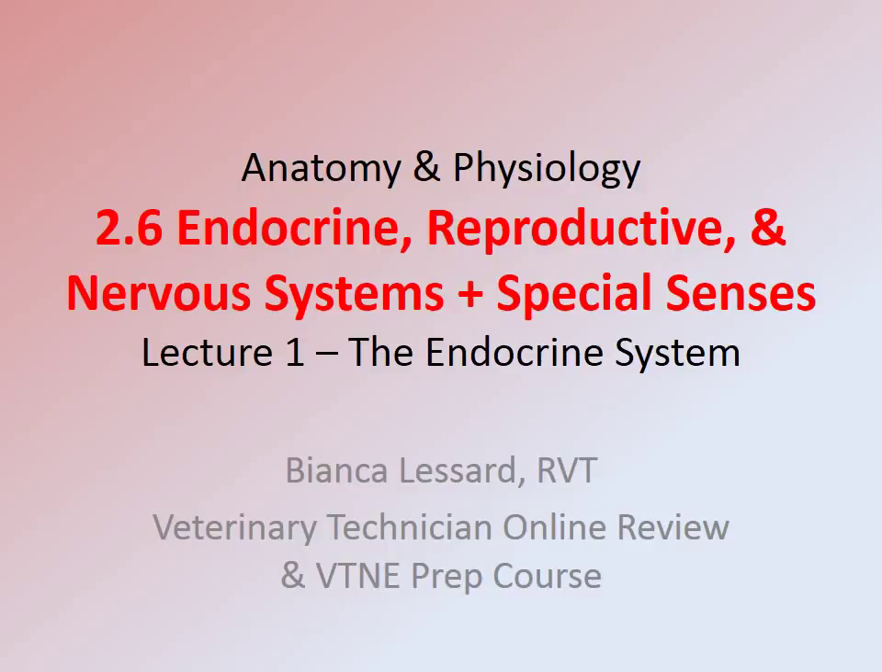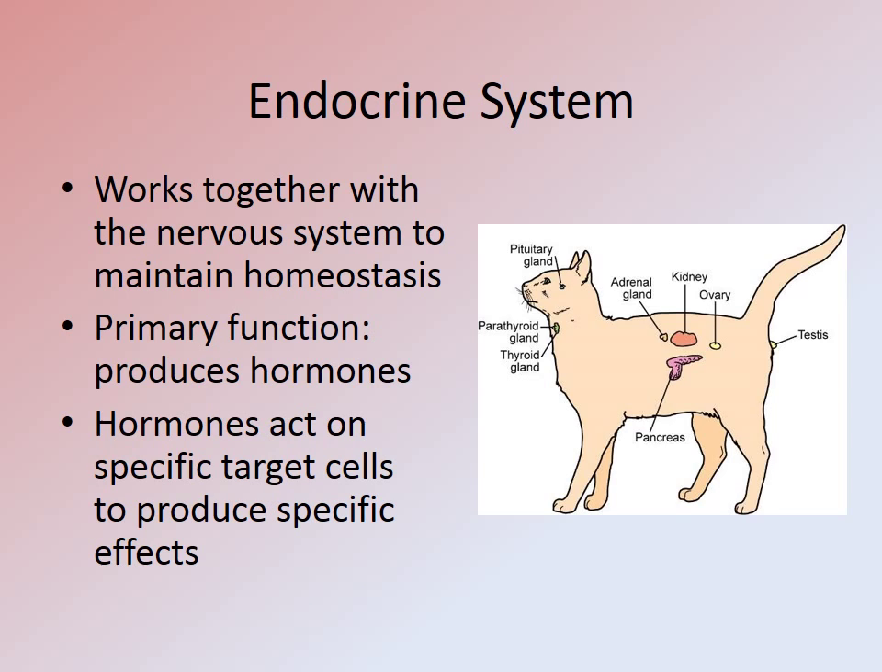Hi guys, welcome back to Anatomy and Physiology, and we're going to be starting 2.6, which is Endocrine, Reproductive, Nervous System, and Special Senses. And this very first lecture for our Veterinary Technician Online Review course will be the endocrine system. So the endocrine system works together with the nervous system to maintain homeostasis within the body.